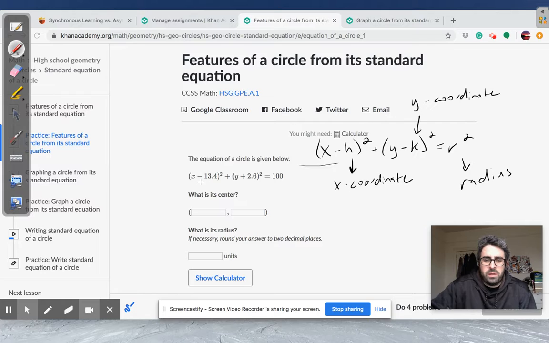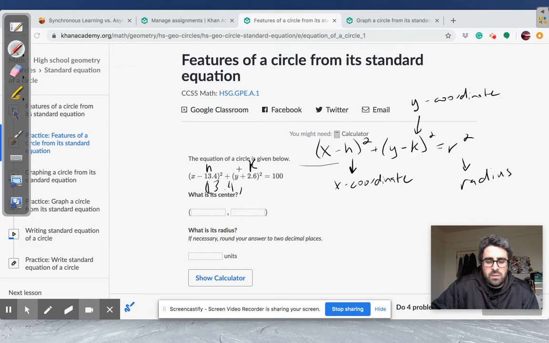Okay, so when you're given the equation of a circle, because it's minus h and minus k, these numbers right here, so this would be h and this would be k, the center is actually the opposite of these numbers that you see here. So this says negative 13.4. Therefore, the x-coordinate of the center is not negative 13.4, it's positive 13.4 because of this negative h value here. So basically, it changes the sign.